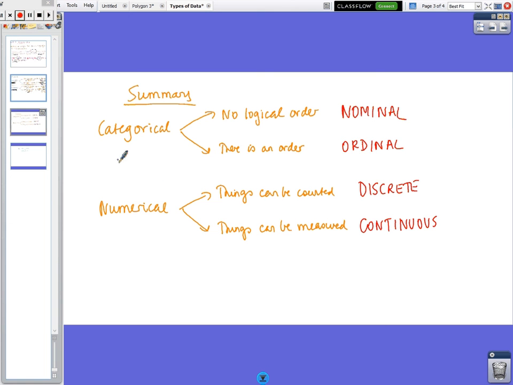So just remember, okay, it's 2 types, words and numbers. Words, no logical order, nominal. There is an order, ordinal. And with numerical, if you can count them, they're discrete, and if you can measure them, they're continuous. Okay, that's the only two things you have to worry about. Come across when you're ready.